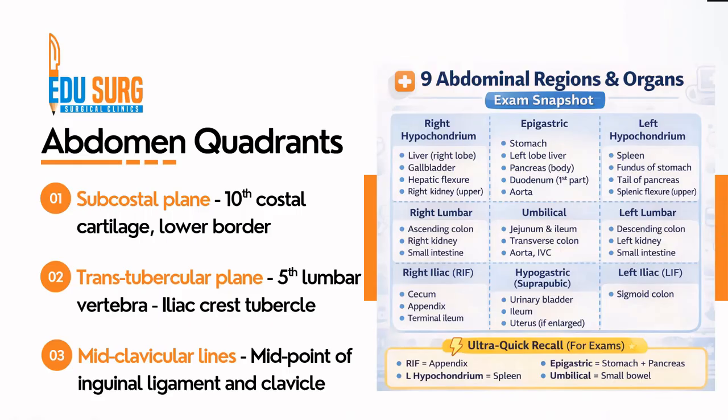Right hypochondrium is the home of the liver, predominantly the gallbladder at the undersurface of the liver, hepatic flexure of colon, and upper pole of right kidney. Epigastric region will have stomach, first part of duodenum, body of pancreas, left lobe of liver and aorta, and left hypochondrium will have the spleen, fundus of stomach, tail of pancreas, and splenic flexure of colon. So you have to remember this, visualize all the organs when you are examining your patient, because based on the findings, you can make a diagnosis.